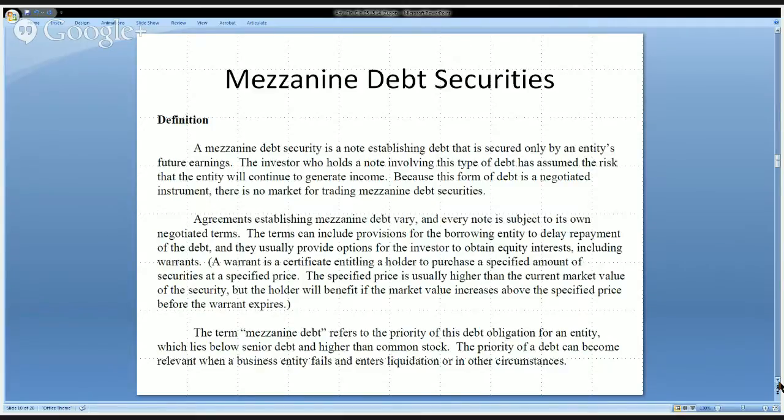Now, because these are negotiated instruments, there's no market for trading them. And the negotiations often include the option for the company to delay repayment, and also often include options or warrants that would allow the purchaser of one of these debt securities to purchase securities of the issuer at a higher price in the future.